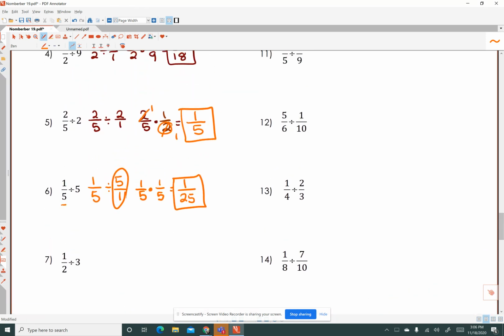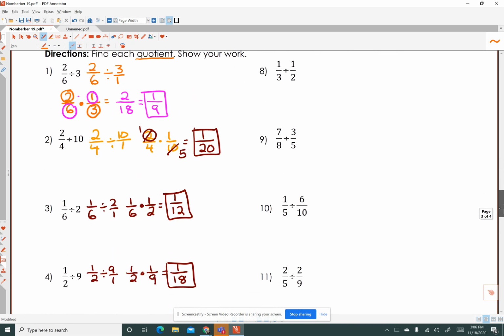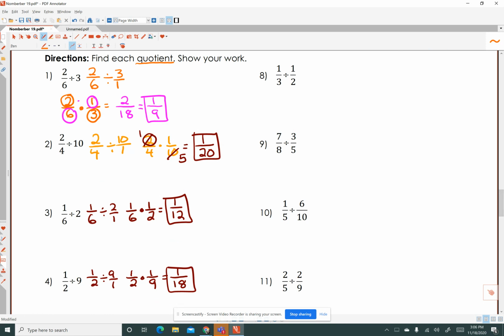Okay, number 7. 1/2 divided by 3 over 1. Now we will rewrite it as multiplying by the reciprocal. 1 times 1 is 1. 2 times 3 is 6. Let's go on to number 8, 9, and 10. I'd like you to try those on your own and then come back.